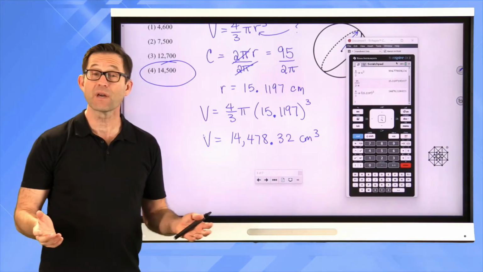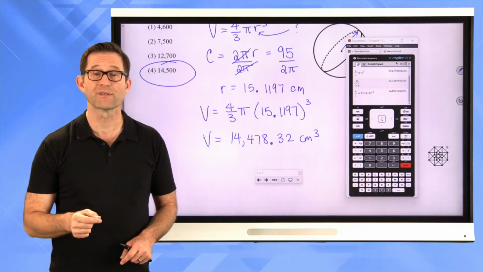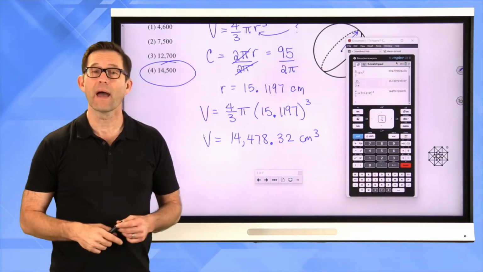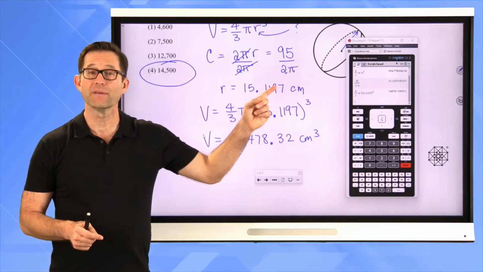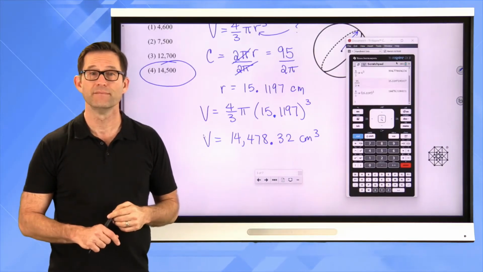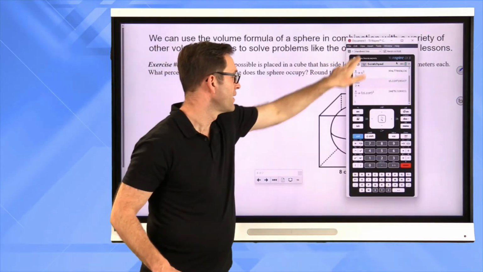All right, so it's kind of cool. What that means is that if you know the circumference of a great circle on any sphere, you can actually calculate the volume of that sphere by first figuring out what the radius of the sphere must be, and then using it to calculate the sphere's volume. All right, let's keep doing more problems with spheres.